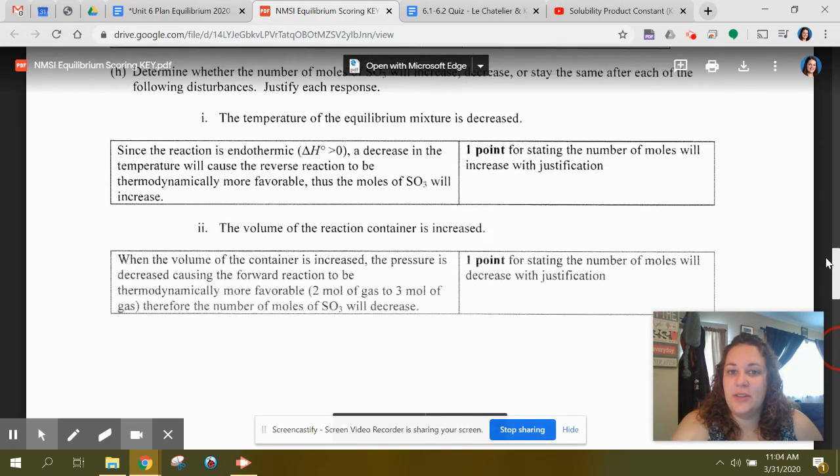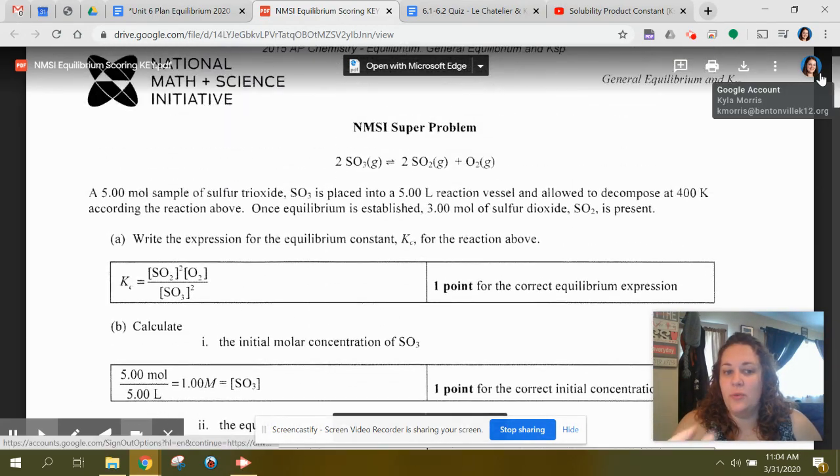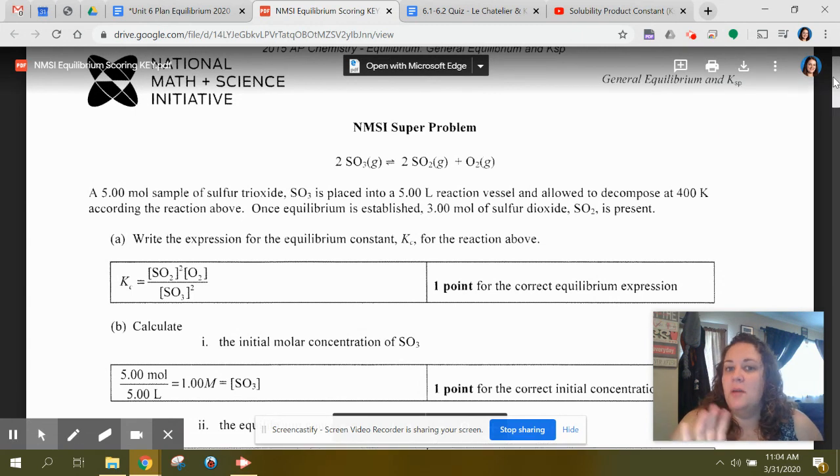And that was it. So that is our equilibrium super problem. It's got some equilibrium and some thermo mixed in. Super good problem to review as we have our Unit 5-6 test coming up in the next couple of weeks.